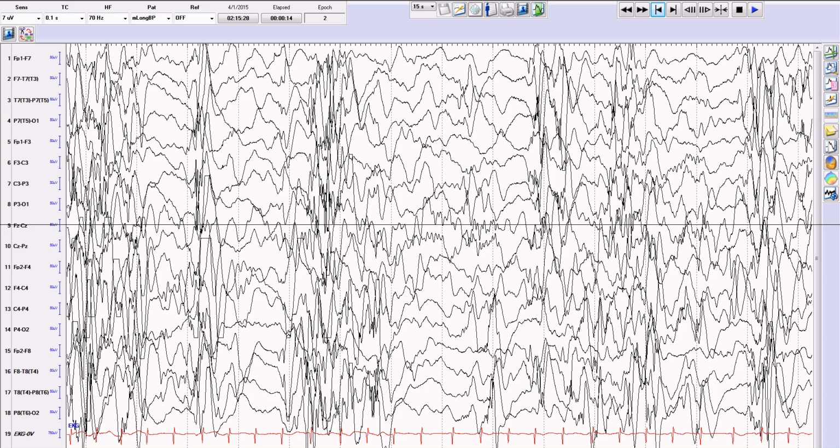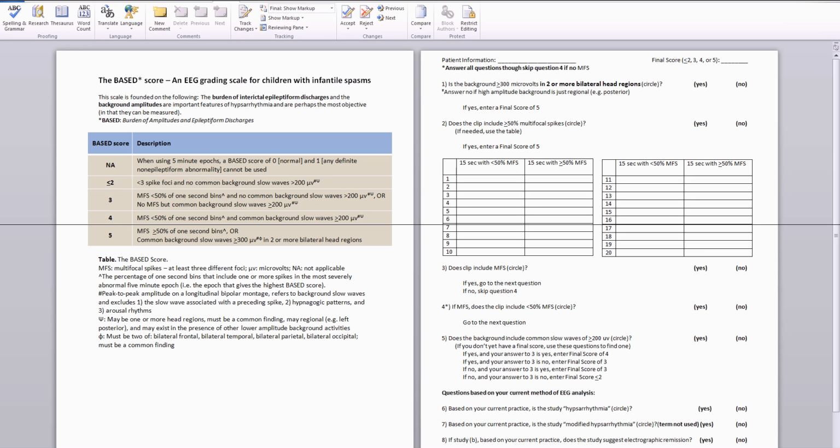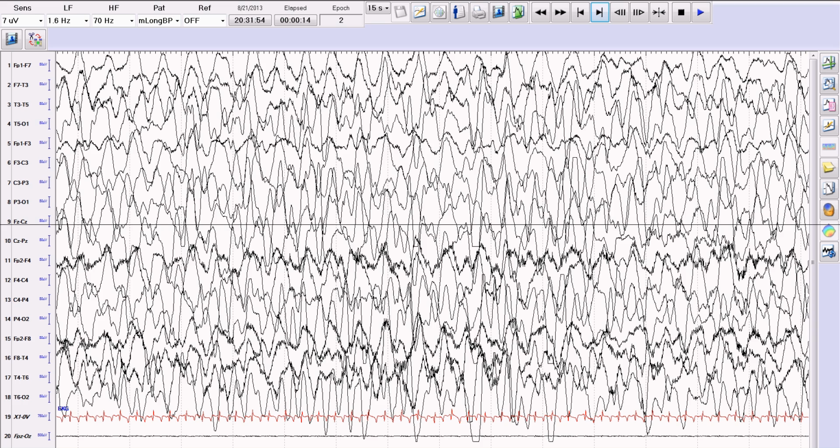You can see from this study that the epileptiform discharges are present for a majority of this 15-second page, a finding that is consistent throughout the 5-minute epoch. If we return to our base score in table format, you can see that this patient also has a base score of 5, given that greater than 50% of 1-second bins include an epileptiform discharge.